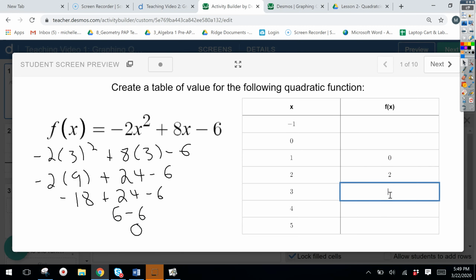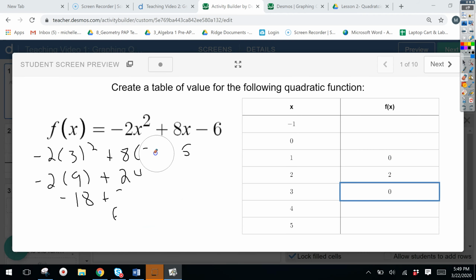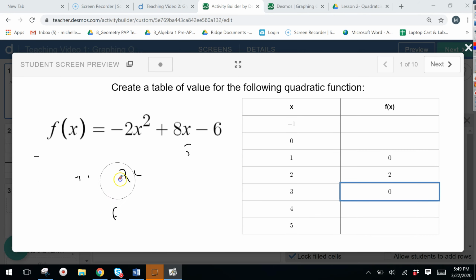And what you should be noticing is basically when you plug in a 0, you're going to get the same number as when you plug in a 4 because remember that quadratics are symmetrical. So this is going to look like this. It's going to look like a mirror. So now let's go ahead and plug in 0.